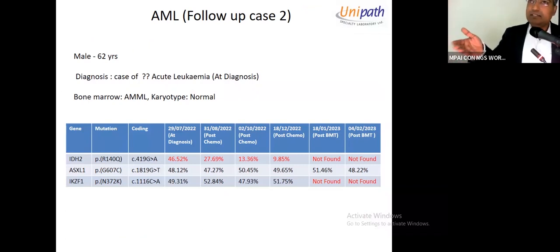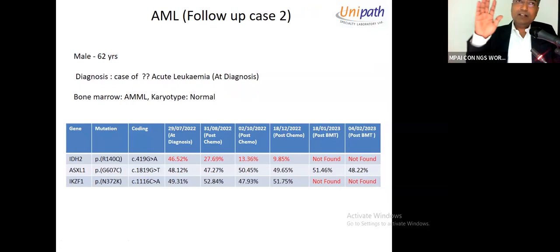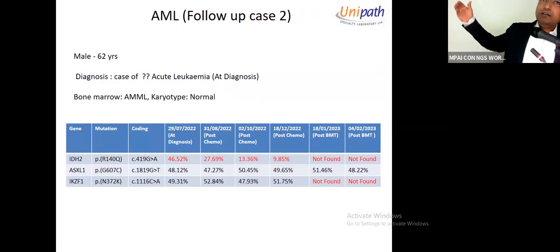So another area where this panel is being utilized is the MRD. I'm just showing one case to highlight this panel. You cannot use this panel for follow-up. Traditionally, for AML MRD, you need to go down to 0.1% and probably ddPCR is the better way of following up these cases. But till 1%, you can use this panel, and this is one such case.